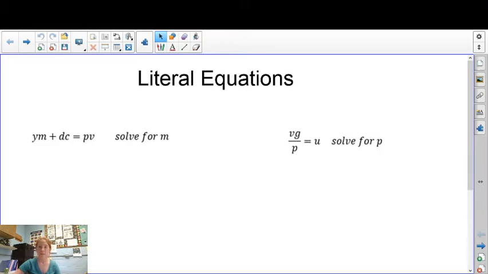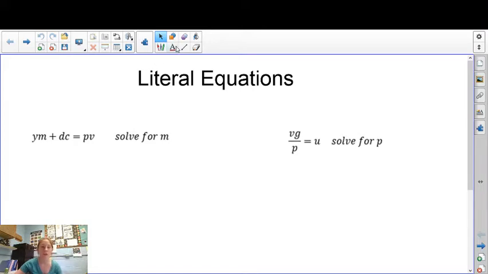Alright guys, today we're going to talk about literal equations. Literal equations are equations, again equations have equal signs, that deal primarily in variables. So for example, we have ym plus dc is equal to pv, and we're asked to solve for one of the variables. In this case, we're going to solve for m.